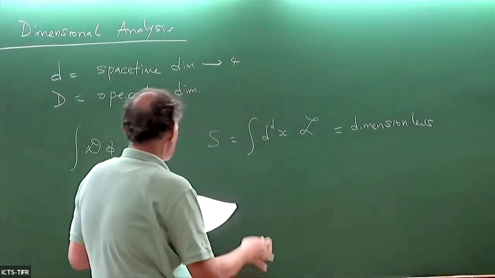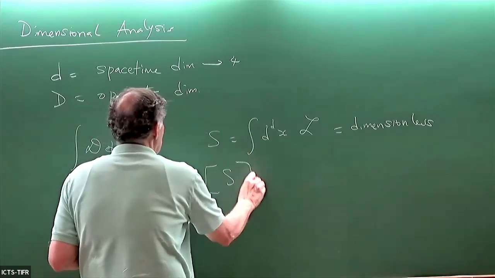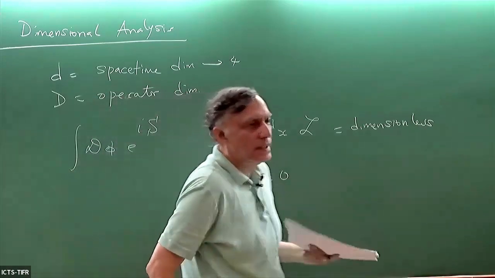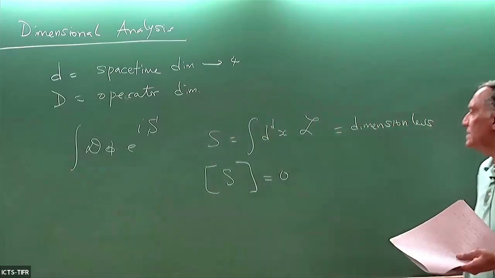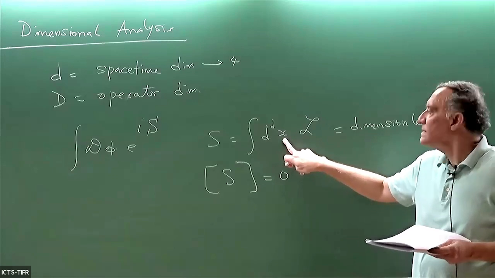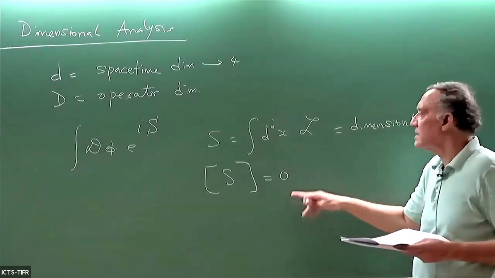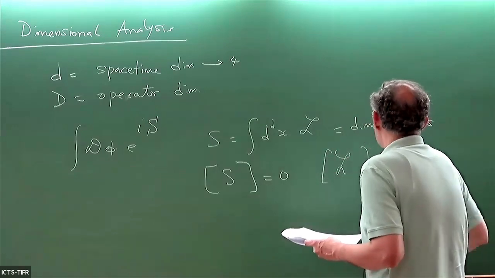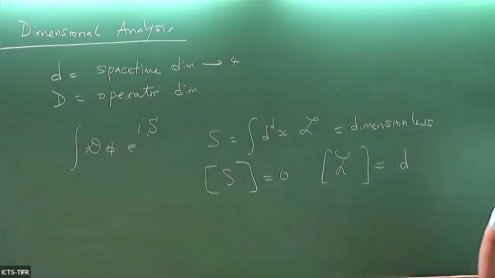And I like putting big square brackets, so this just means the dimension of S. So the dimension of S is 0. And I'll count dimensions in energy units. Because the integral d to the d has energy dimension minus little d, the Lagrangian has to have the same dimensions as the space-time dimension.